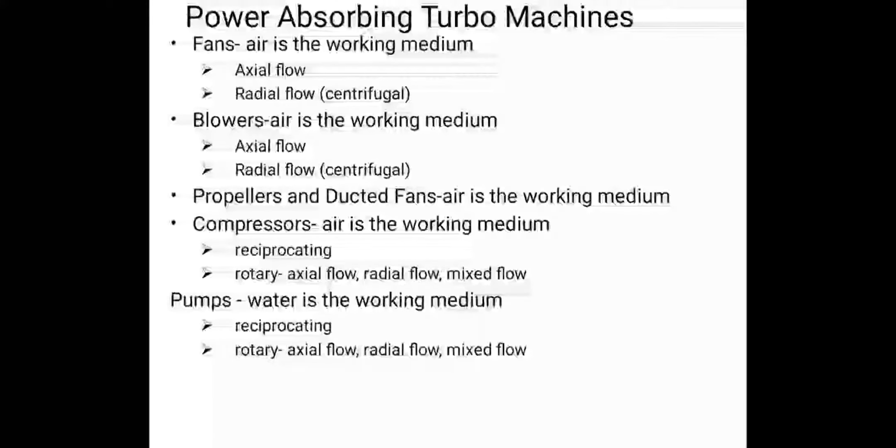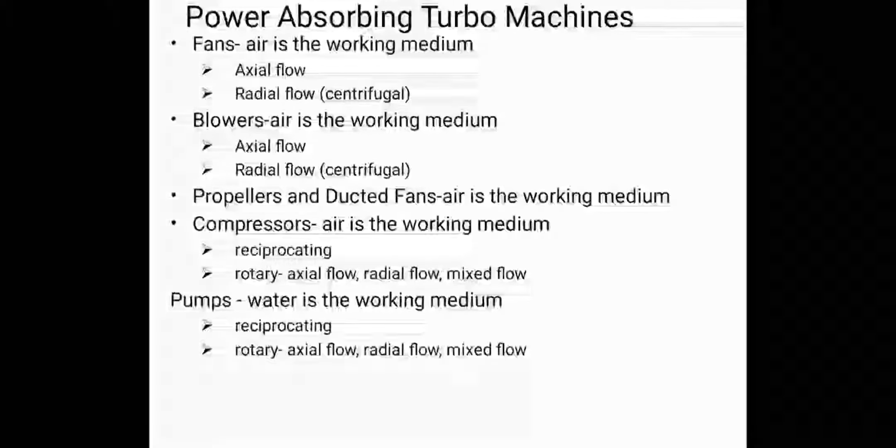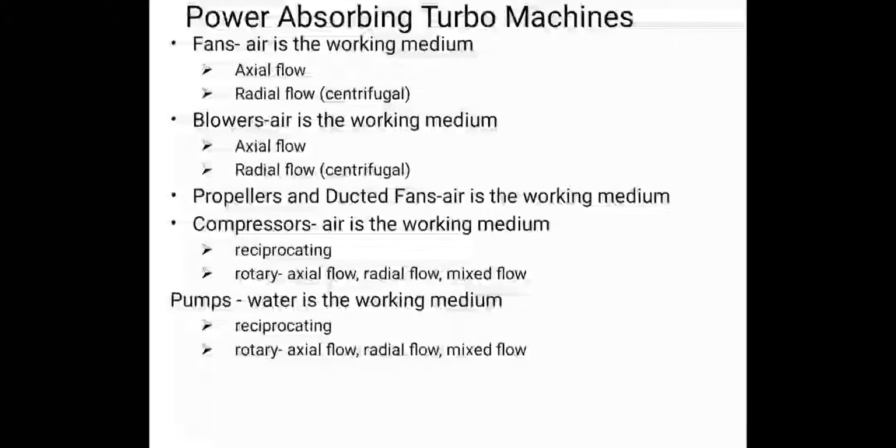In the last session, we have seen the introduction to the power producing and power absorbing turbo machines. Now we will see in details the power absorbing turbo machine first. The examples are fans, in which air is the working medium. The classification is axial flow fans and radial flow fans.